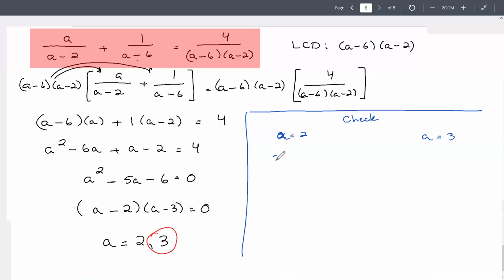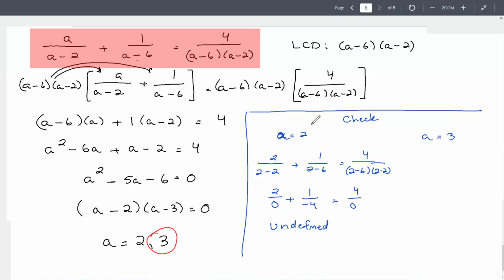If A is 2, then we have 2 over 2 minus 2 plus 1 over 2 minus 6 is equal to 4 over 2 minus 6 times 2 minus 2, which is going to be 2 divided by 0 plus 1 over minus 4 and 4 divided by 0. Undefined, this can't be a solution.